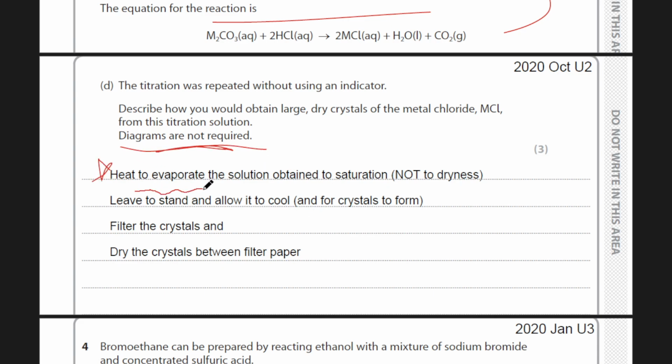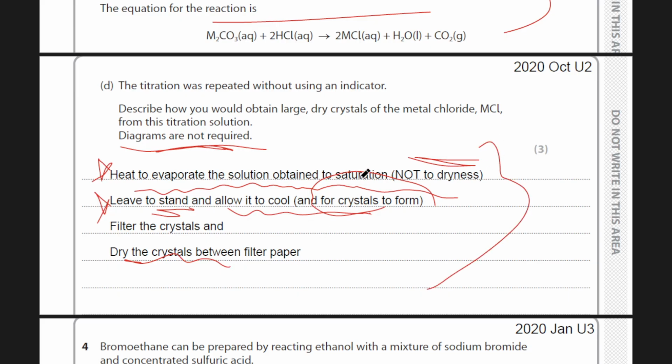First of all, you heat to evaporate the solution obtained to saturation, not to dryness. You allow it to stand and cool down because the crystals are produced, and then you filter and dry the crystals, because the crystals might contain water. So that's the whole process of obtaining large dry crystals. The second step is very important, to allow the solution to cool down, so that more crystals are produced in higher amount and in larger shape.